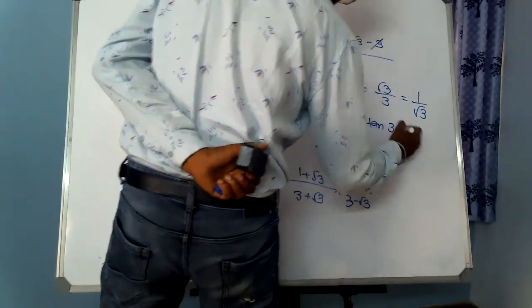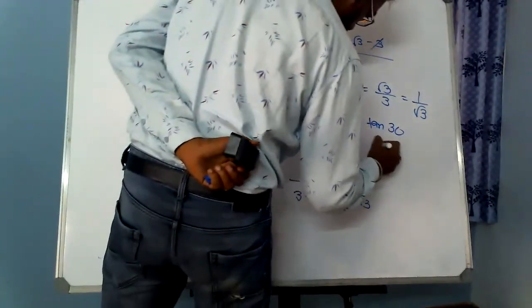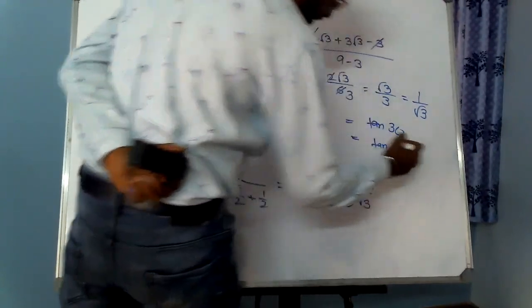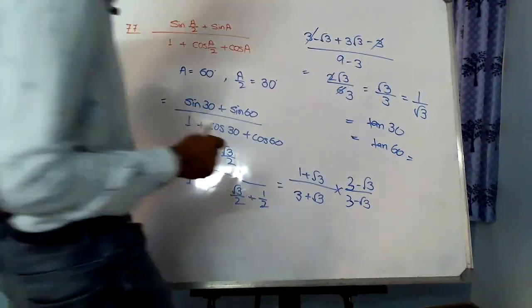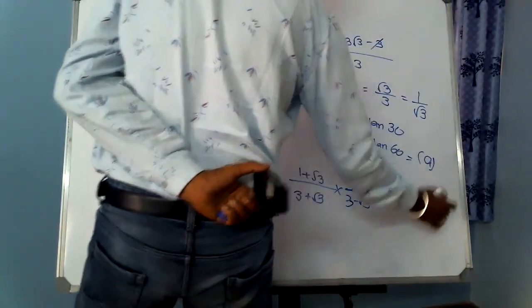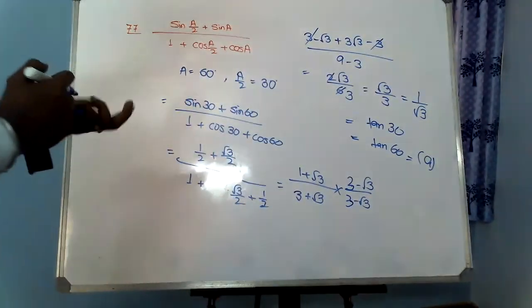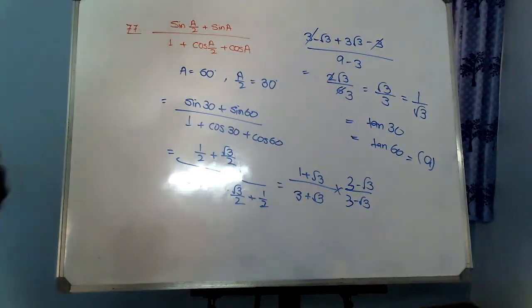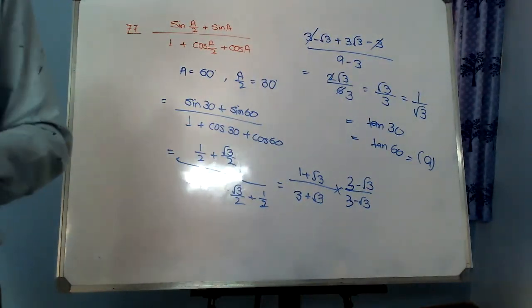That is tan 30. I assume 30 as A by 2, so A is 60, and tan 60 is your option. That is your option A. Okay, fine. So this question is also done with hiccups, one small mistake, and we were getting nowhere.